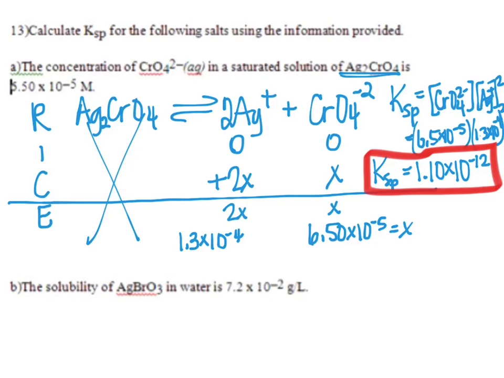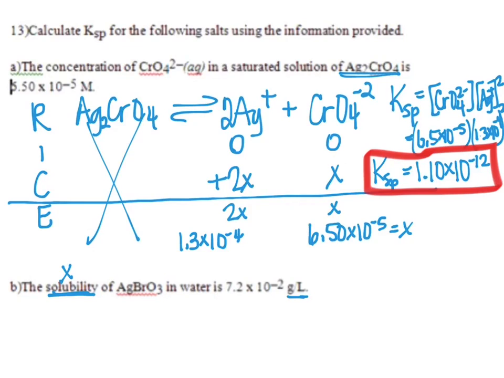Questions? All right, the next one. The solubility of AgBrO3 in water is 7.2 times 10 to the minus 2 grams per liter. So there's grams per liter. One thing I want you to know is anytime you see the word solubility, the solubility of something, that is our X. They've given me my X here, except for, what's the problem? It is in grams per liter.